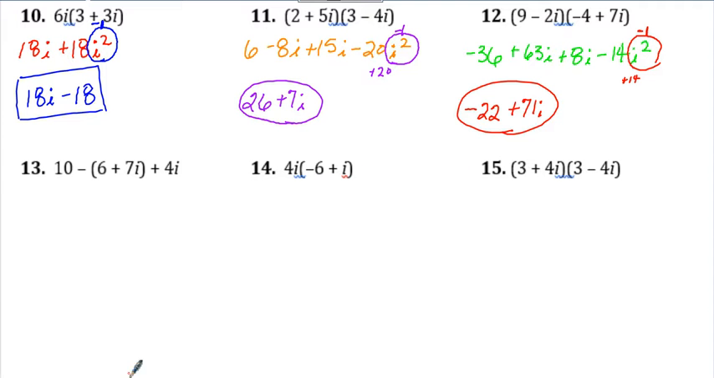Be careful on 13 as well. Notice that this negative outside here means we're basically distributing a negative 1 to everything on the inside of this parenthesis. So I highly recommend you do that first. Let's make this a 10 minus 6 minus 7i plus 4i. Now you can combine like terms. The 10 and the negative 6 are like terms. The negative 7i and the 4i are like terms. So 10 minus 6 combines to be a 4. Negative 7i plus 4i combines to be a negative 3i.